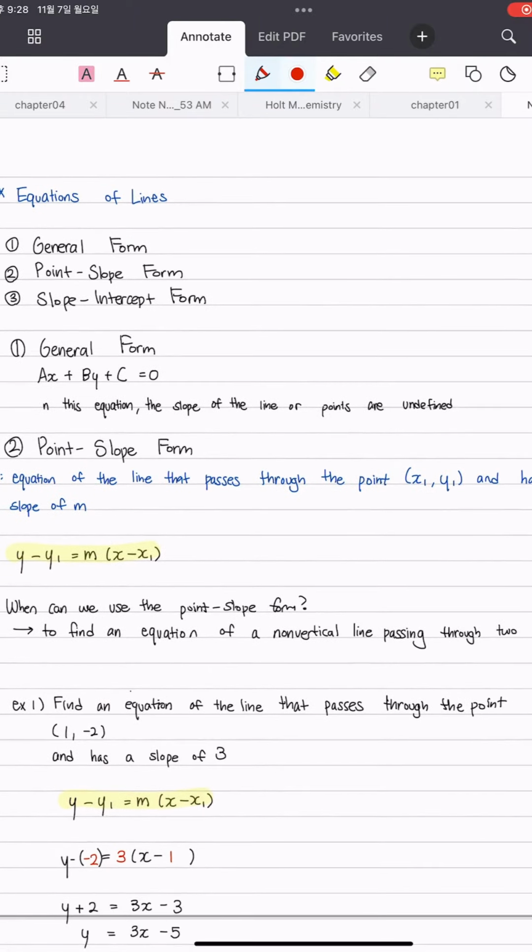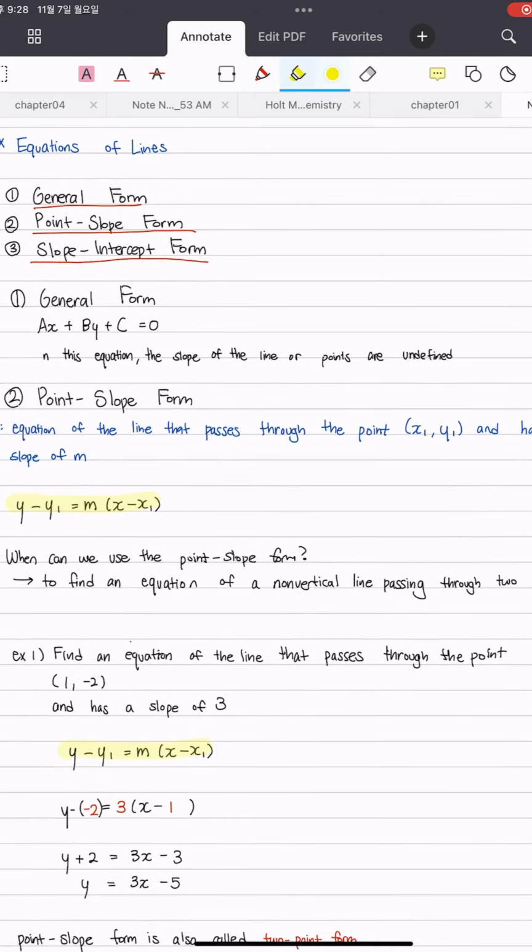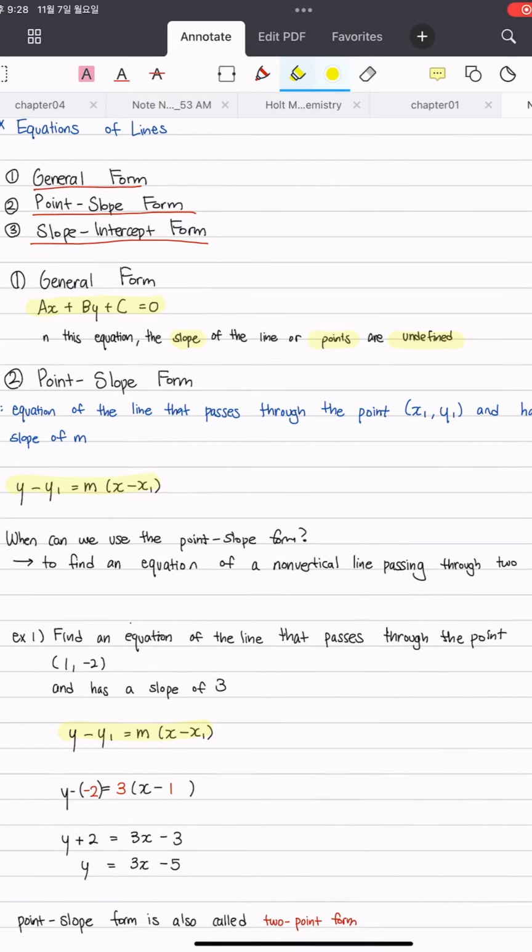Now let's look at equations of lines. There are 3 types of equations we can use for writing linear functions. The first one is general form, the second one is point-slope form, and the last is slope-intercept form. A general form is written as ax plus by plus c equals 0. This is a general form. However, in this equation, the slope or the points are undefined. Therefore, we use 2 other forms to find the slope or the points.